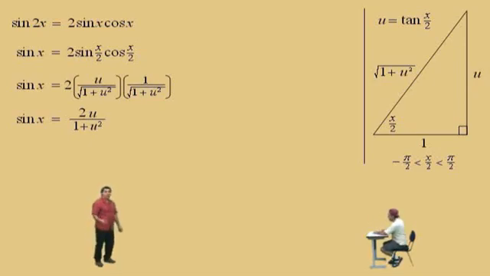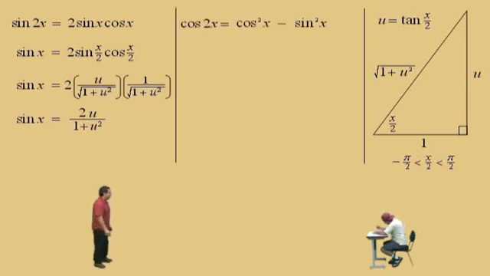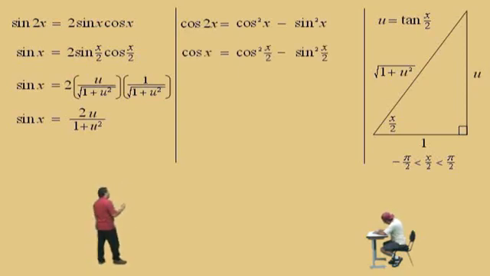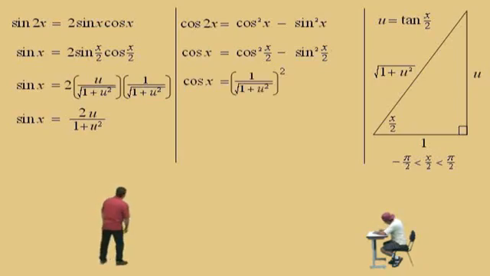Very nice, Charlie. So now, let's go for the cosine. Remember, we use this form. Cosine of 2x is cosine squared subtract sine squared x. And therefore, cosine x was equal to cosine squared of x over 2 subtract sine squared of x over 2. Don't forget. Now, here we go. Cosine x, Charlie. We have cosine squared of x over 2, so we're going to square cosine of x over 2. And what was cosine of x over 2, Charlie? 1 over square root of 1 plus u squared.